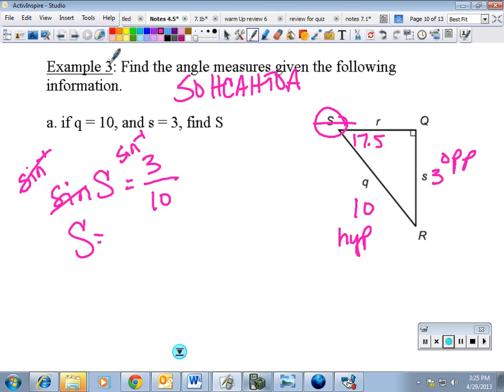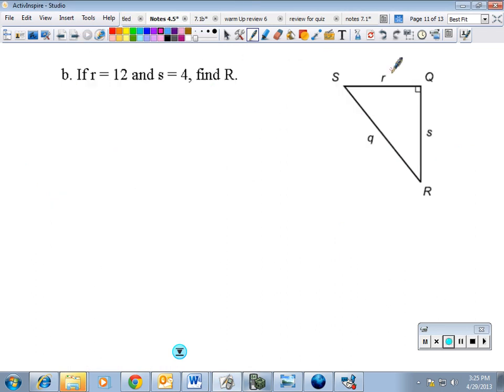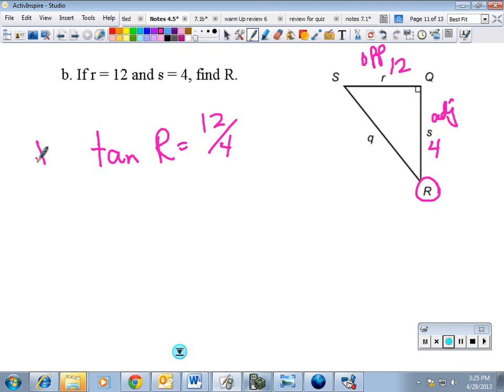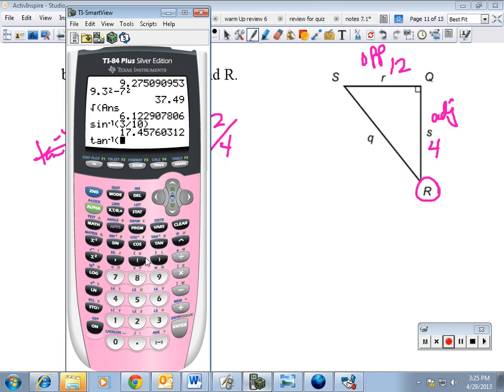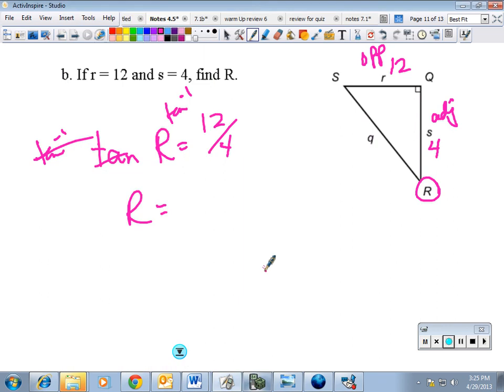And that's it. Do it again. This time they gave us 12 and S is 4, and they're asking us to find R. This time, if you label your triangle based on R, this is the opposite and this is the adjacent. So opposite and adjacent is tan. So tan of R equals opposite over adjacent, and you just do inverse tan of both sides. So R is second tan of 12 over 4. That gives us 71.6, and that's R degrees.